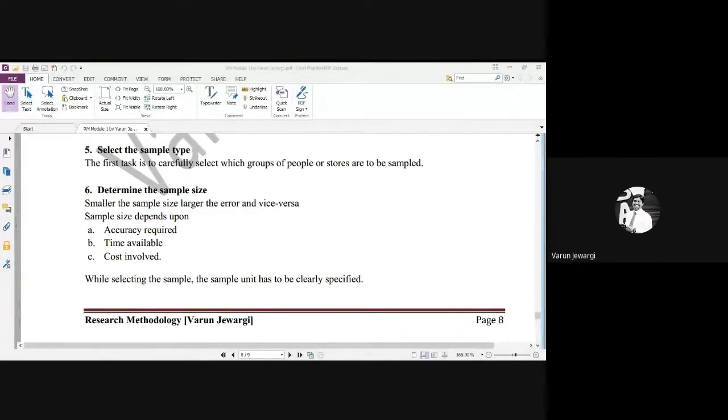Okay. Coming to this, select the sample type. The first task is to carefully select the group of people or the stores that are to be sampled. If I'm running an MBA college, my sample type is all the undergraduate colleges. Who is that person who is going to opt for my course is really important. If I'm selling 4G connection SIM cards in the market, my sample type is all the people who have got a 4G connection cell phone, on which 4G connection can be enabled. Such a thing we call a sample type. I've got to carefully select which group of people I need to ask.